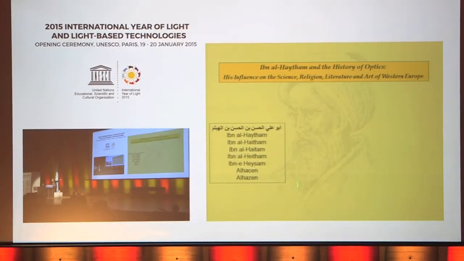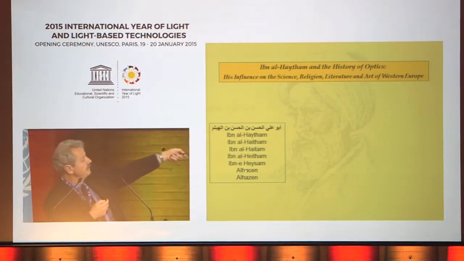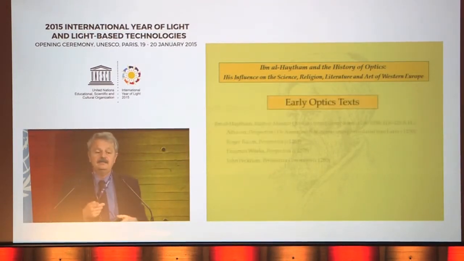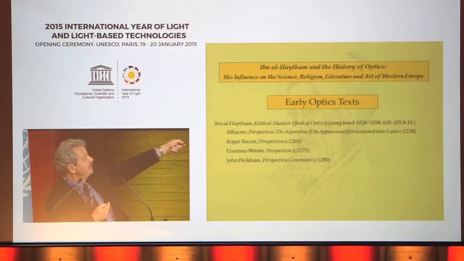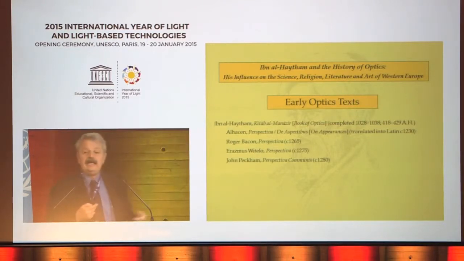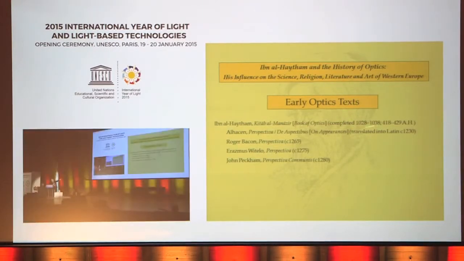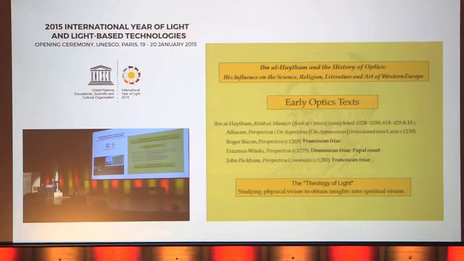Ibn al-Haytham is known by many names in many cultures in Western Europe, either al-Hasan or al-Hazen, Ibn al-Haytham. And the early optics texts, Ibn al-Haytham's Book of Optics, was translated into Latin circa 1230 or so. The first three geometrical optics textbooks that we use today were written by these three gentlemen who, not coincidentally, were all Roman Catholic priests. And it's not that they were interested in geometrical optics, they were interested in the theology of light. They thought if in some way, to oversimplify this, if they could understand physical vision, then they would understand theological vision.